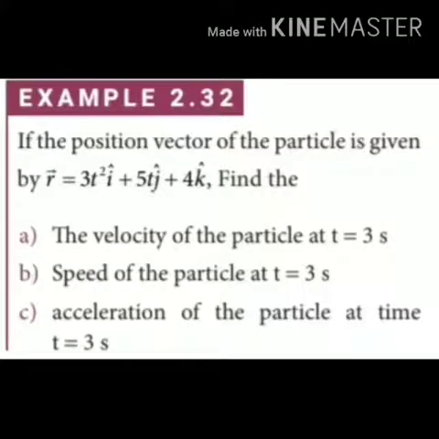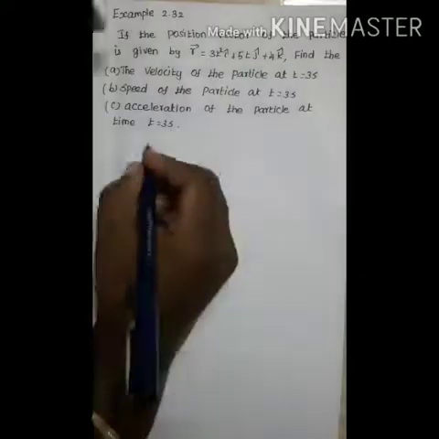If the position vector of the particle is given by r vector is equal to 3t square i cap plus 5t j cap plus 4k cap, find, first question, the velocity of the particle at t is equal to 3 seconds. Second one, the speed of the particle at t is equal to 3 seconds. Third one, the acceleration of the particle at time t is equal to 3 seconds.